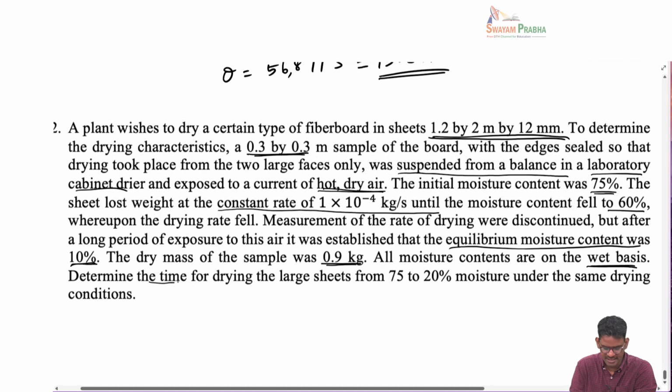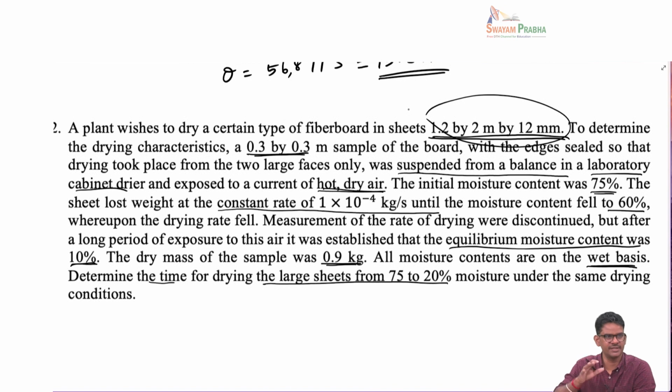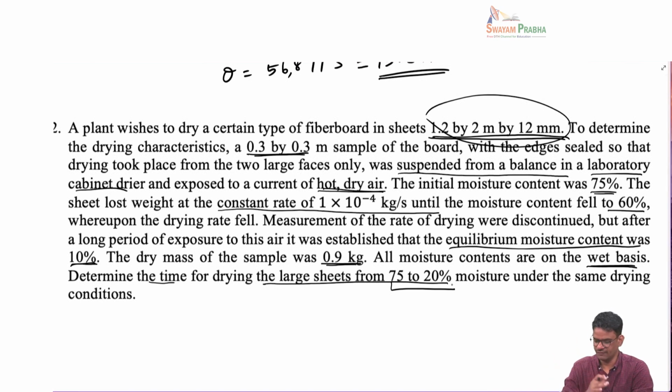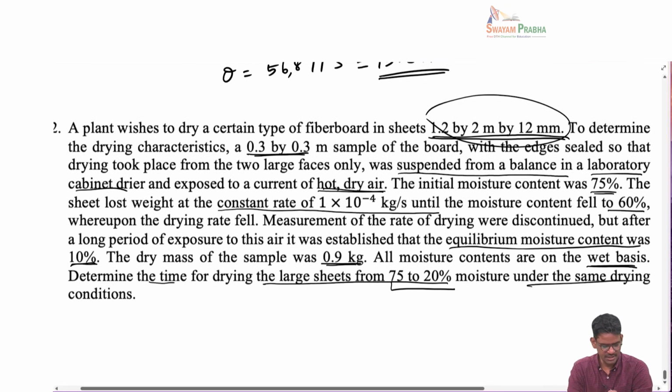We would like to determine the time for drying for the larger sheet, the actual sample. We did a test with the small sample and found the drying rate, the critical moisture content, and the equilibrium moisture content. But the actual question is to find the time for drying the large sheet, the original sheet that we wanted to dry, from 75% to 20%. We know that from 75% to 60% is going to be a constant drying rate. From 60 to 20 it is going to be a falling rate, but we don't have anything about that given in this problem under these same drying conditions.